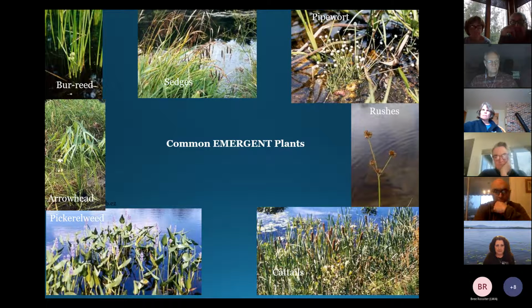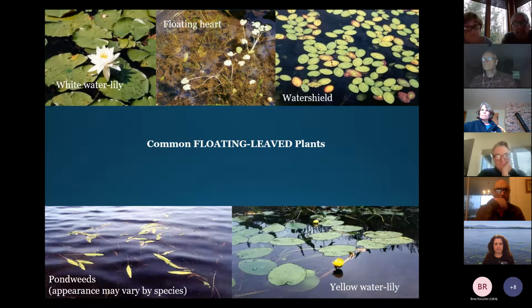Like I mentioned, cattails are common in that area. Pickerel weed, this one is a low grower with a pale purple flower, really good young of the year fish habitat. And then arrowhead, this one has an A-shaped leaf to it. You can find all of these in your shoreline areas. They're all native, all normal.